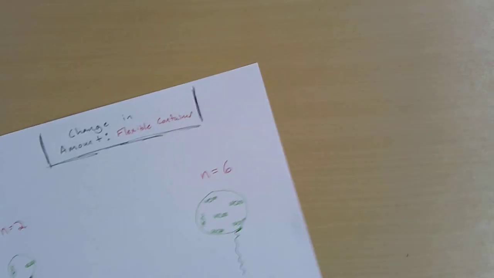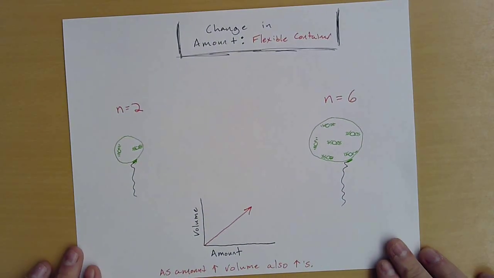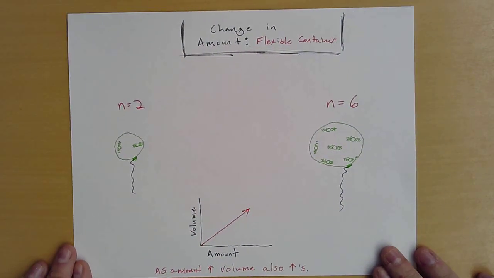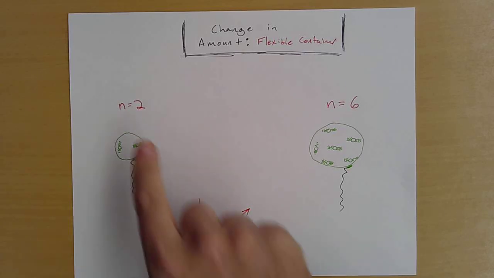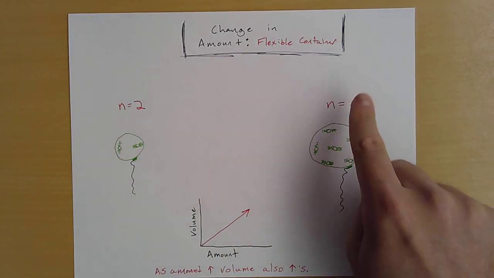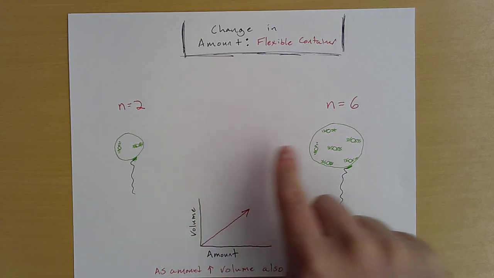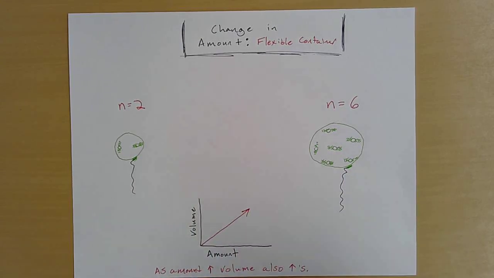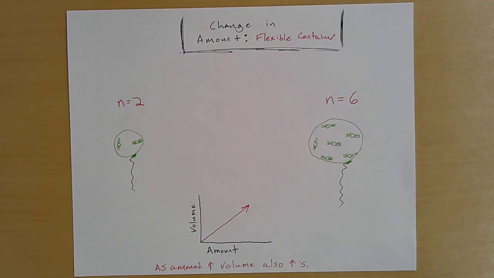So what does this look like? Let's look at one change. In this case, we're changing the amount of particles in a container. So we've gone from an amount of 2 to an amount of 6. And our container is flexible, it's a balloon. So we see that the volume of the balloon gets bigger. This is a direct relationship. As I increase amount, volume also increases along with it. So that's all this means. As long as the container is flexible, if I add more things into it, it's going to get bigger. There's going to be more volume.